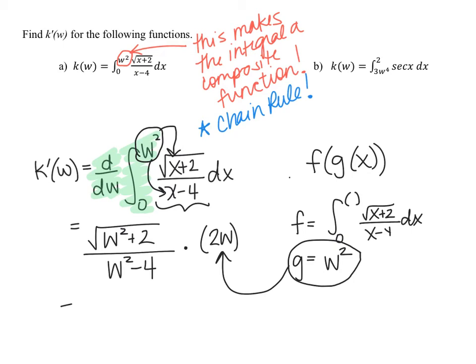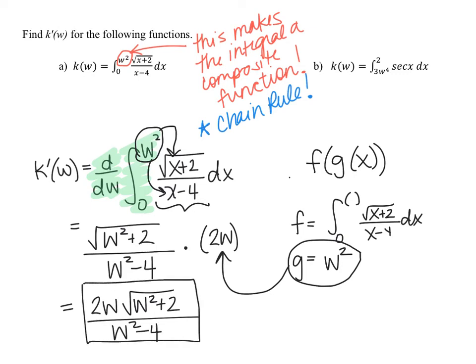And then we would just rewrite this as one big fraction. So 2w times the square root of w squared plus 2, all divided by w squared minus 4 would be my final answer.